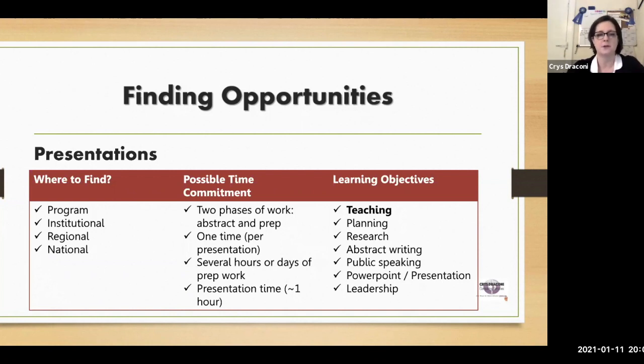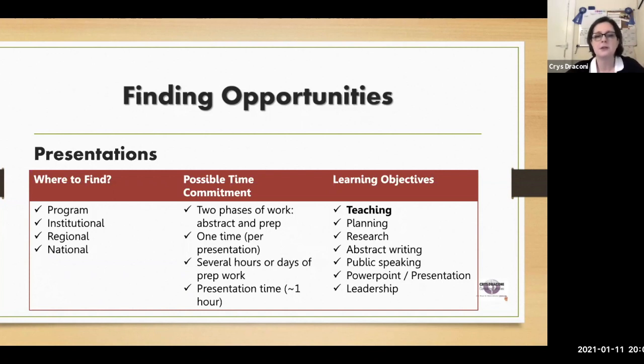Obviously within your institution, especially if you have advisory groups or advocacy groups, most institutions are always looking for the coordinators to give best practices on various topics throughout the year. So look for those opportunities regionally and nationally. The bigger the group you're talking to, the more formal the submission process is going to be, and I'll talk about that in a few minutes.